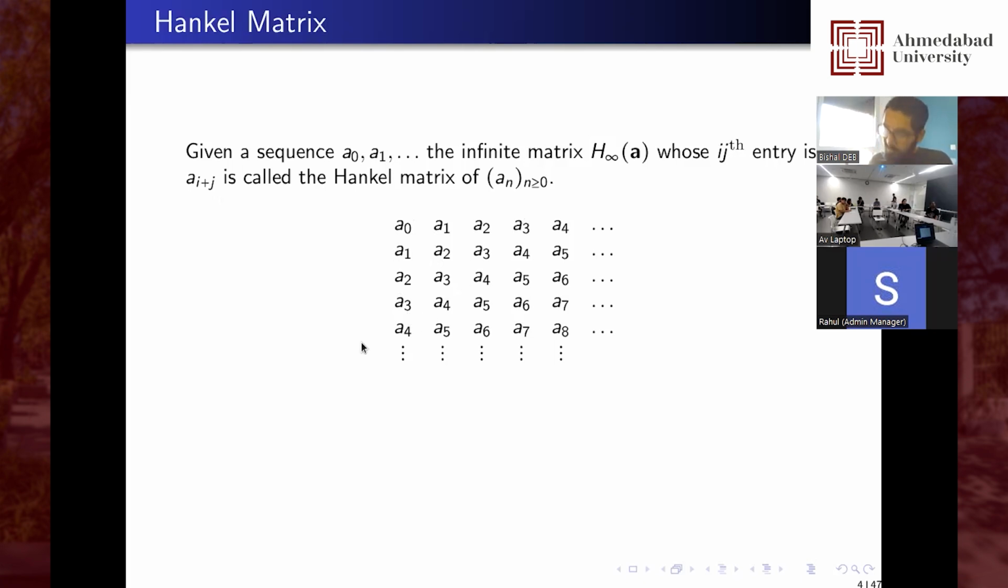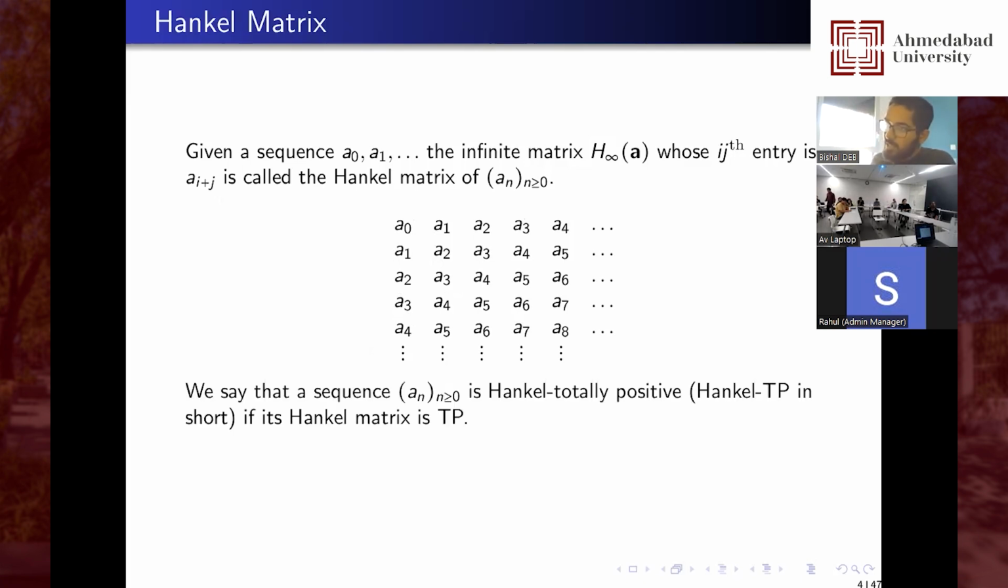So in this talk, we will mostly look at Hankel matrices. We say that this sequence a_n is Hankel totally positive if its Hankel matrix is totally positive. That is, all the minors of this particular matrix are non-negative. So one can ask, how do you prove such a thing?